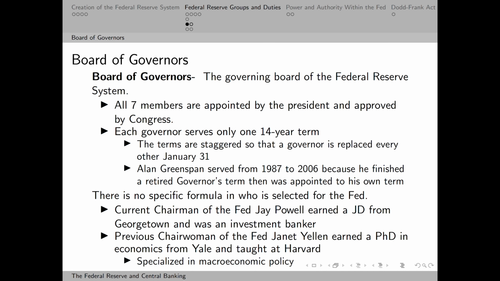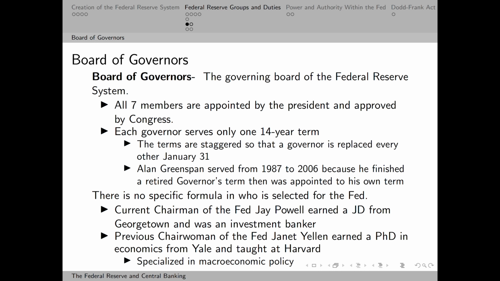Now, moving on to our third group, the Board of Governors. The Board of Governors are generally considered the governing board of the Federal Reserve System. There are 7 members on it, and they are all appointed by the president for one single 14-year term. And the terms are staggered so that every other January, a new governor is up for a new appointment. And so the idea with that is that no president can sway too heavily the Board of Governors to shape it in the way that they believe that monetary policy should be conducted.